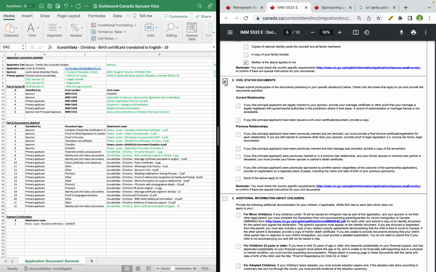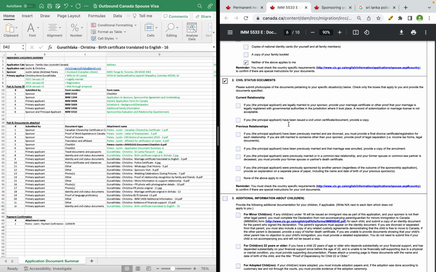Okay, so we need to go to this area. Please submit photocopies of the documents pertaining to a specific situation below. Check only boxes that apply to you and provide the documents specified. Current relationship. If you are legally married to your sponsor, provide the marriage certificate or other proof that your marriage is legally registered with the government authorities in the jurisdiction where it took place. A record of solemnization or marriage license is not acceptable. Let's see the second one.